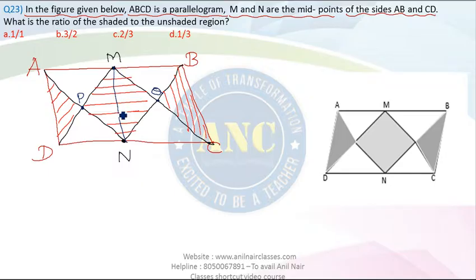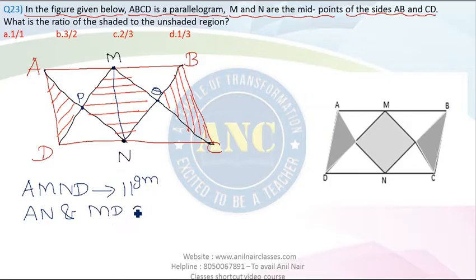Now if I join these 2 points M and N, there will again be a new parallelogram that is formed. That parallelogram is nothing but AMND, right? AMND is a parallelogram. That means, let me write it here for your better understanding. AMND is my first parallelogram. Now what are the diagonals of this parallelogram? AN is one diagonal and MD is the other diagonal. Now there are two diagonals for this parallelogram AMND.